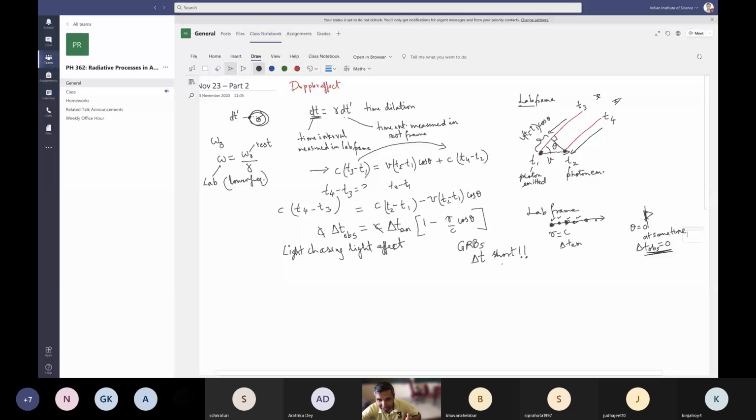right? And one of the reasons this is very short is to do with this: the particles in the jet of the gamma ray burst are moving towards you. So there is a large light chasing light effect, which makes the observed interval between the photons much shorter than the interval in their own rest frame. Very, very important effect. Are you able to understand what I'm trying to say?